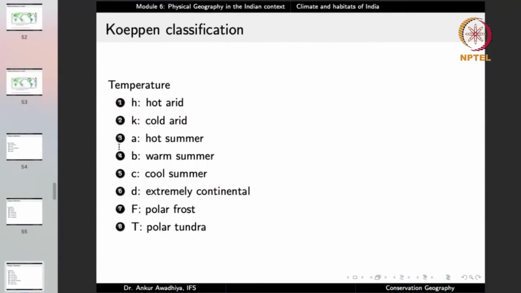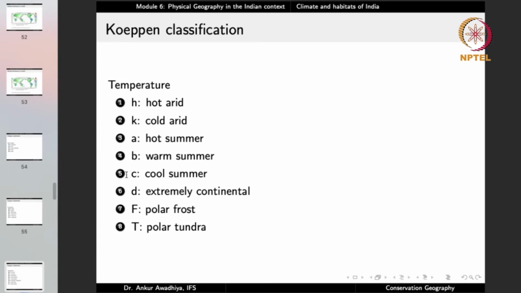A, B, C and D are used to denote the summer conditions. So A refers to a hot summer, B refers to a warm summer, C refers to a cool summer, and D refers to an extremely continental type of summers. So essentially, in the case of A, you will have summers that are very hot. In B, the summers are not that hot. So there are temperature cutoffs that determine whether it's A, B or C.